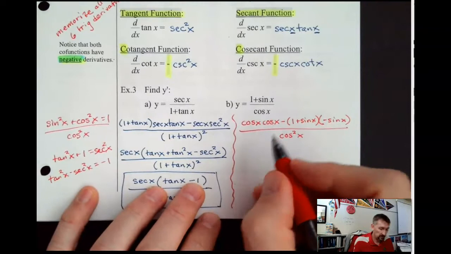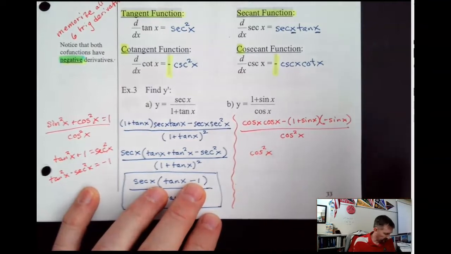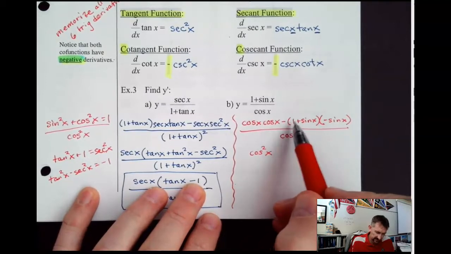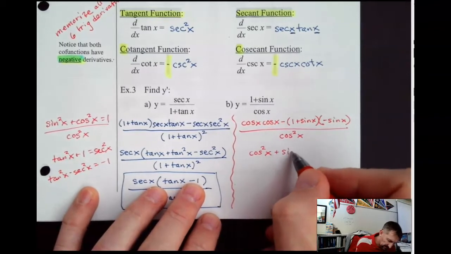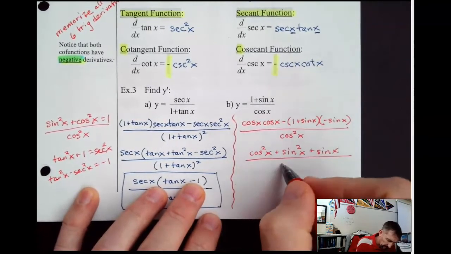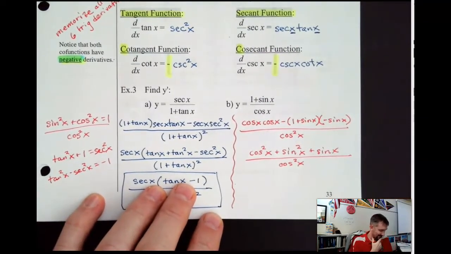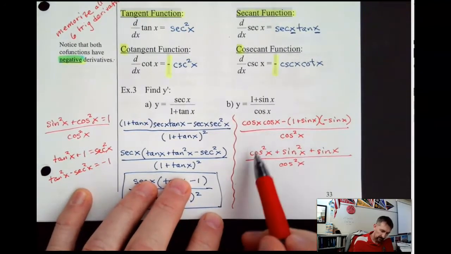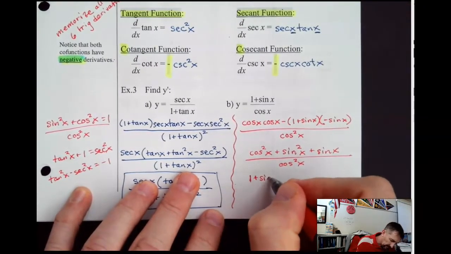So now if we multiply that out, that's going to be cosine squared. And if we distribute this, now I'm going to rearrange this a little bit. When I multiply here, a negative times a negative is a positive. I would get positive sine x, and then I would get positive sine squared x. So I'm going to put the sine squared first, and then the sine. And this is equal to 1. So that's going to be 1 plus the sine of x.